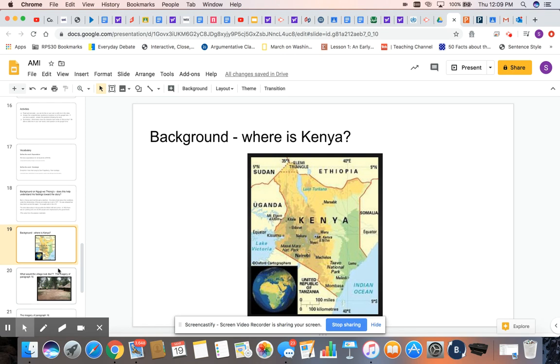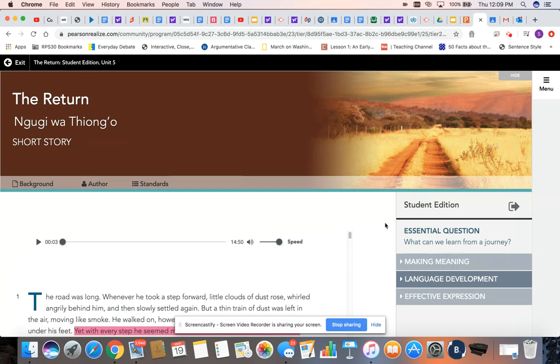Okay, so let's go to our story. We're going to listen to the first half of the story. I'm going to scroll through. Please note what material is highlighted. This is annotating. We'll go back over it and talk before we do the second half.